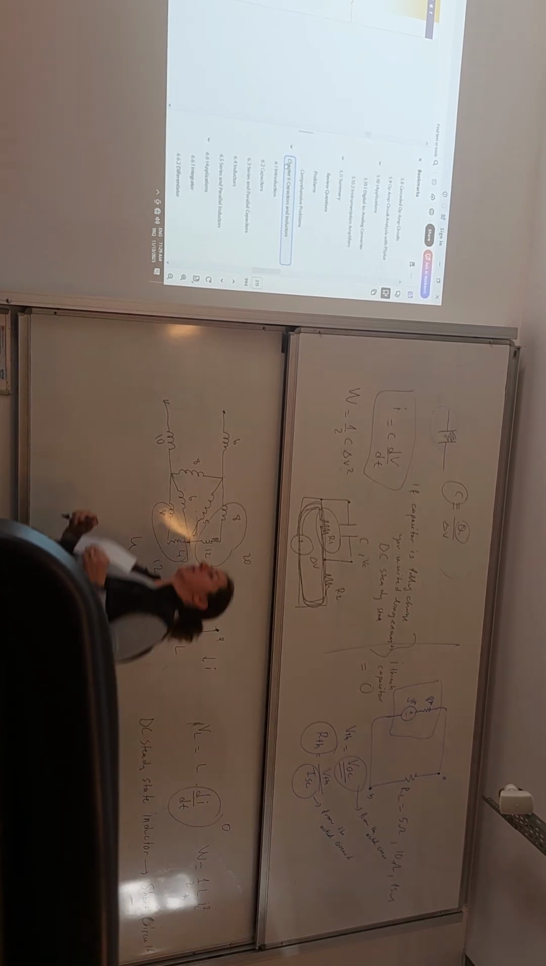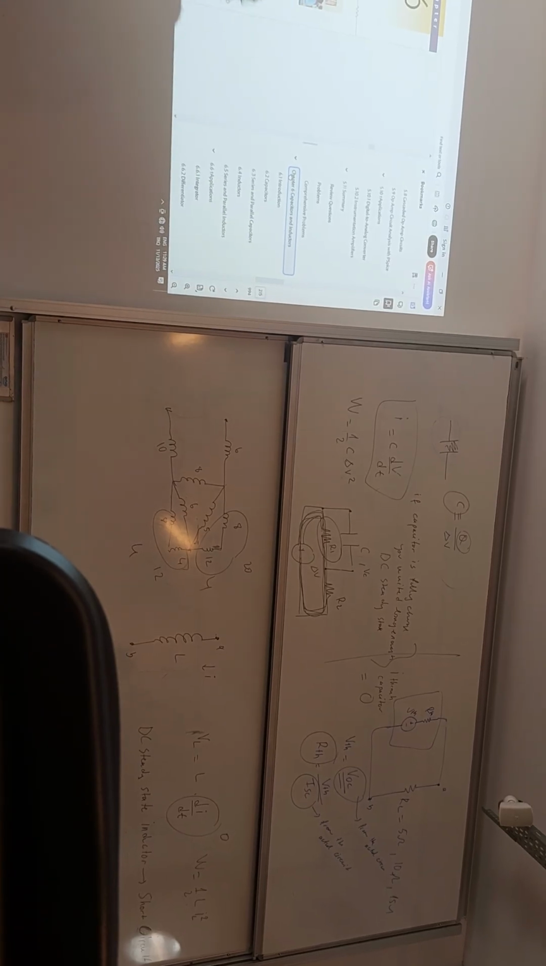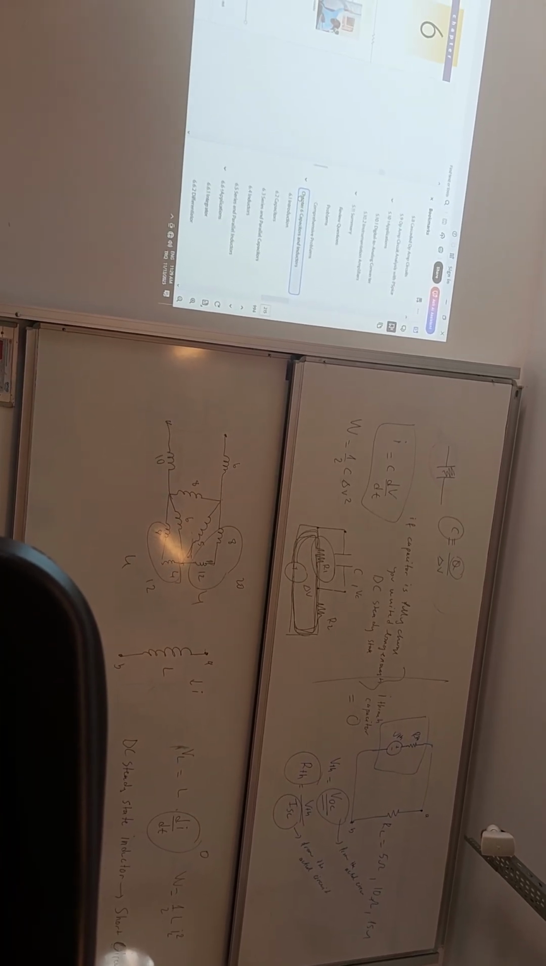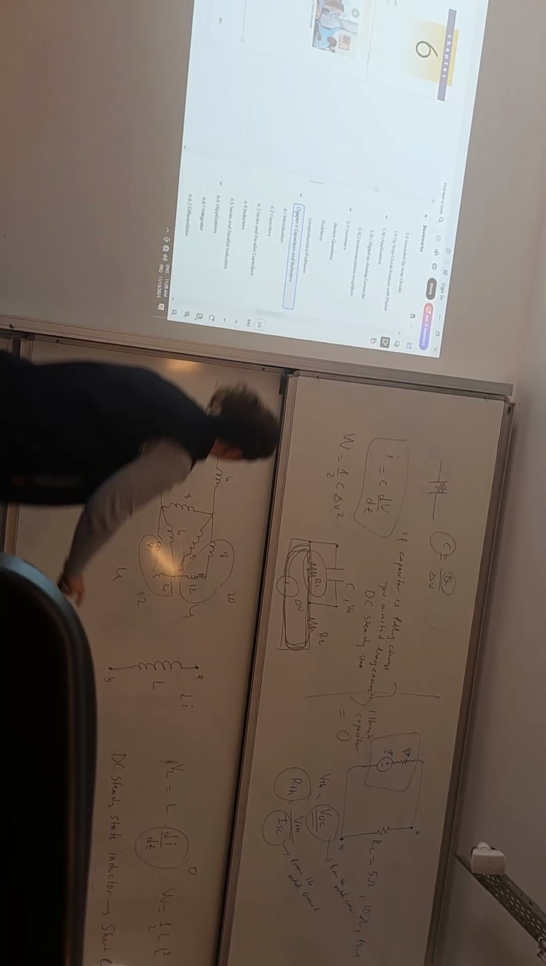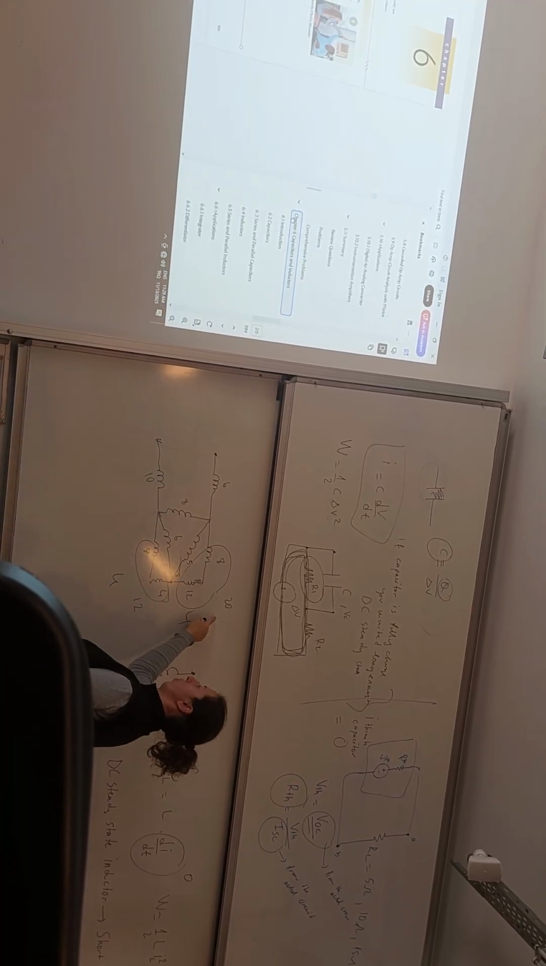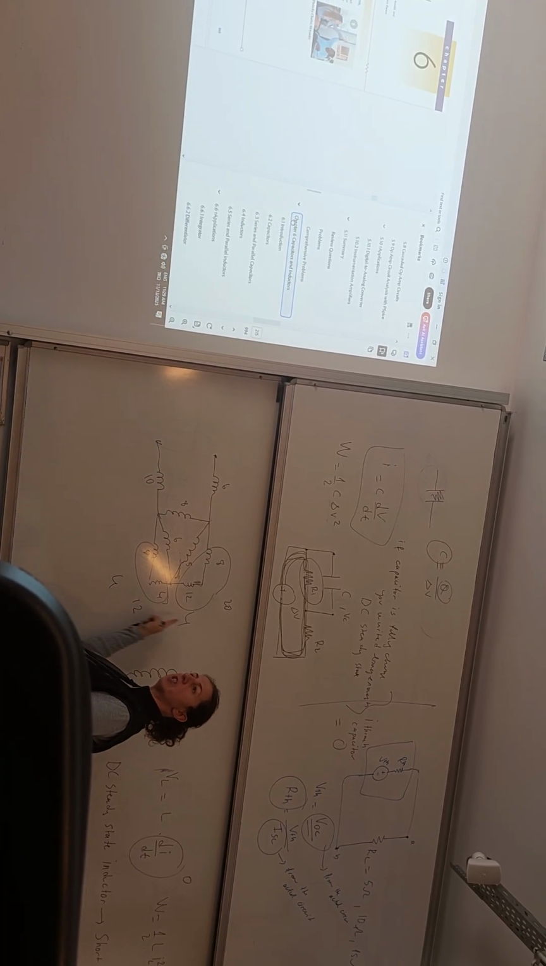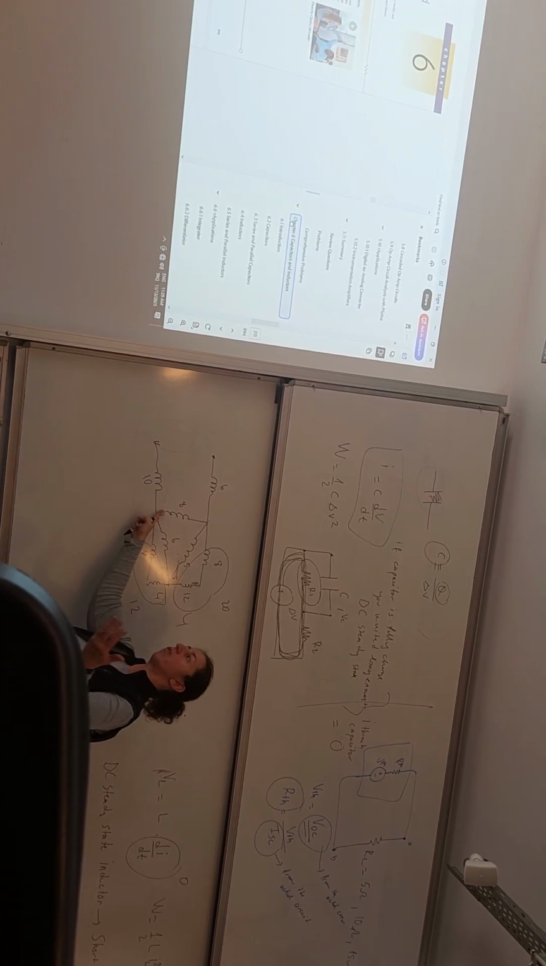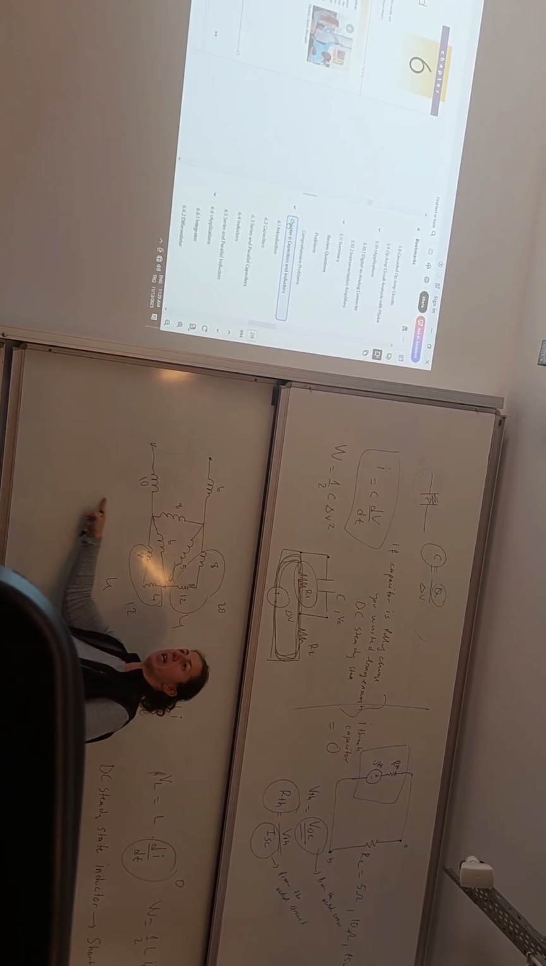This becomes 4, this becomes 4, connected in series, which is 8. 8 and 8 in parallel, which is 4. 6 plus 4 plus 10 is 20.